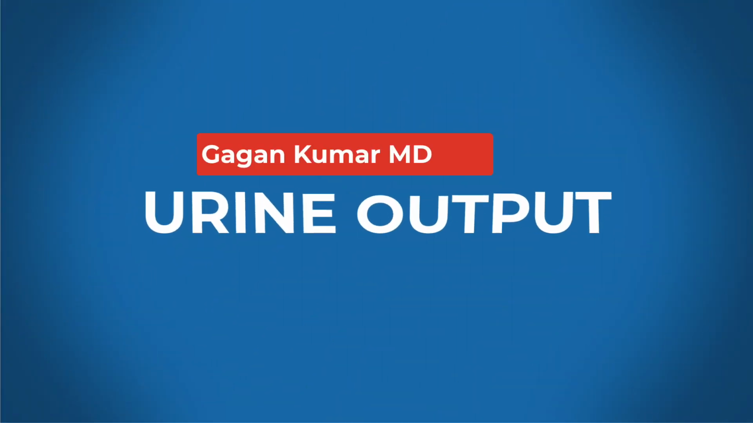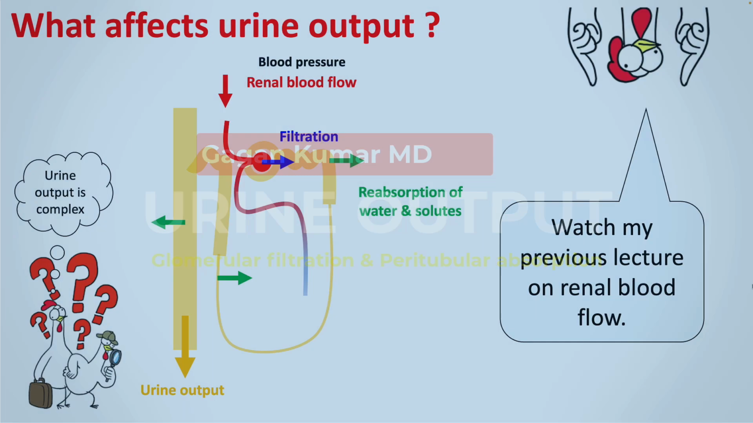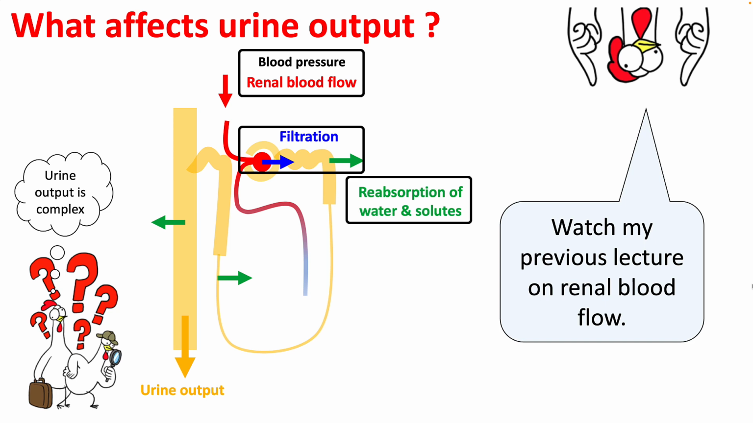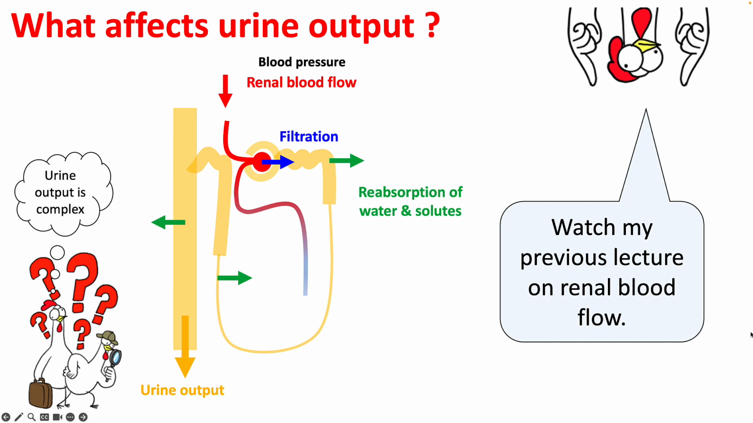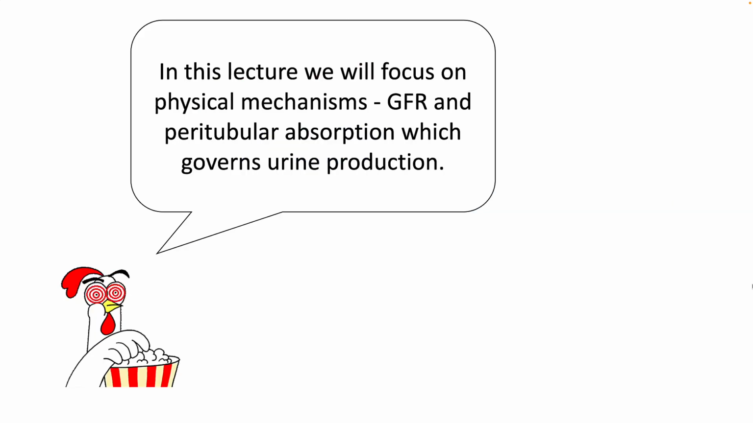Hello everyone. Today we'll be talking about the glomerular filtration and peritubular capillary absorption. In the previous lectures, we learned that there are many things that affect your urine output, and these include your renal blood flow, amount that is filtered, and amount that is reabsorbed. And to understand the urine output, you have to put all these three things together to understand why your patient's urine output is decreasing. In this lecture, we'll focus on the physical mechanisms, GFR and peritubular absorption.